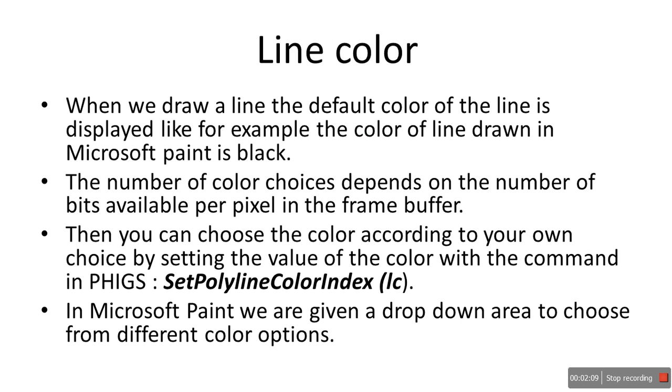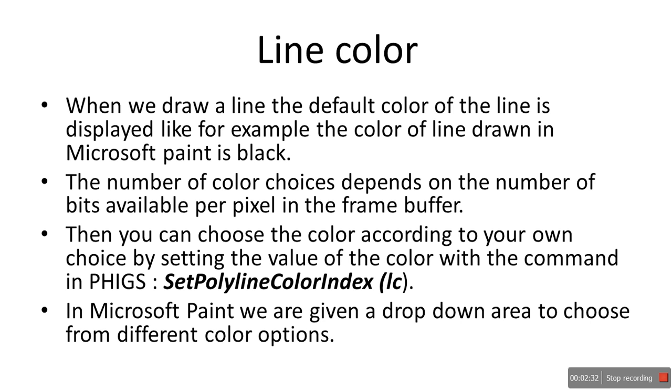If you have a black and white system, very unlikely now, but let's say you do, then it will only be able to display a black color or a little bit grayish color. That's it. Or if you have a black background, then maybe white color. So these are only 3-4 options that you will have with your black and white system. But again, it depends on the number of bits available per pixel in the frame buffer.